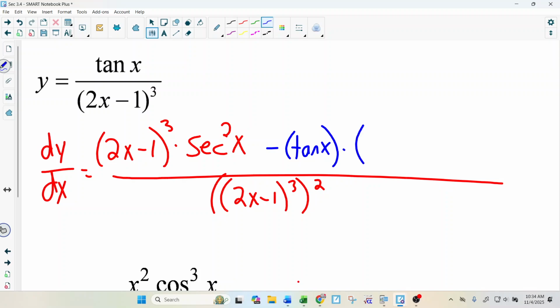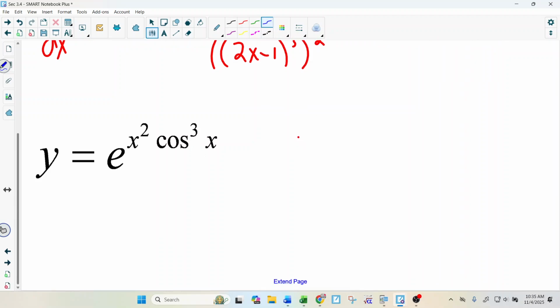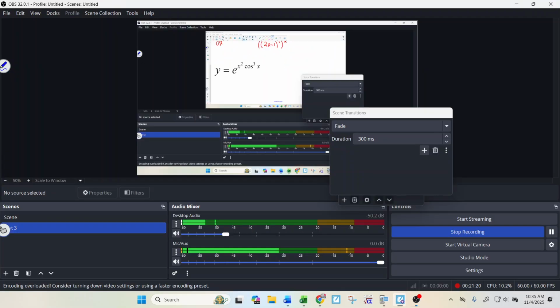Now when we take the derivative of the down, we bring down the 3. We subtract 1. Inside stays the same. Times derivative of the inside, which is 2. Try another one. Try that one. E to the x squared times cosine cubed.